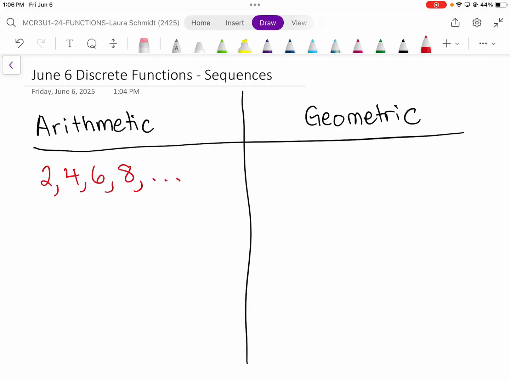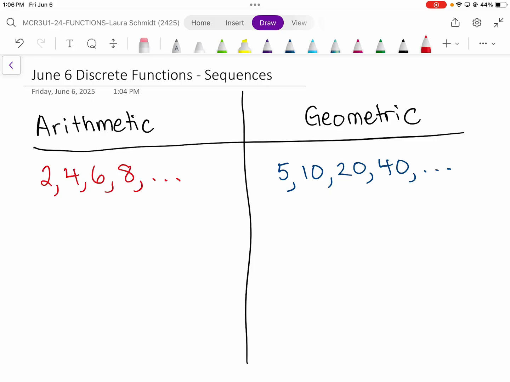And for our geometric, let's do 5, 10, 20, 40. Okay, so arithmetic is when it goes up by a constant amount.